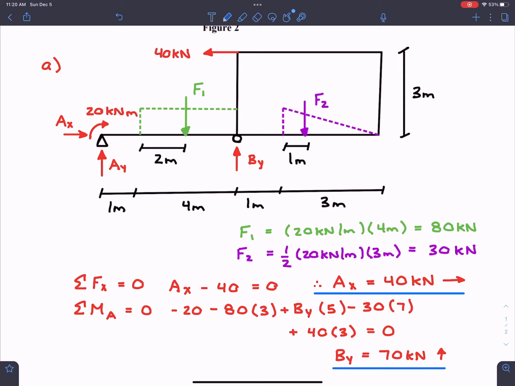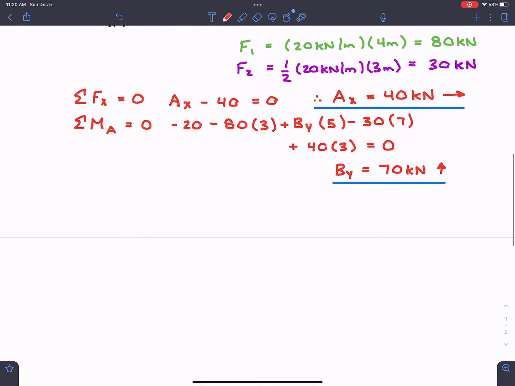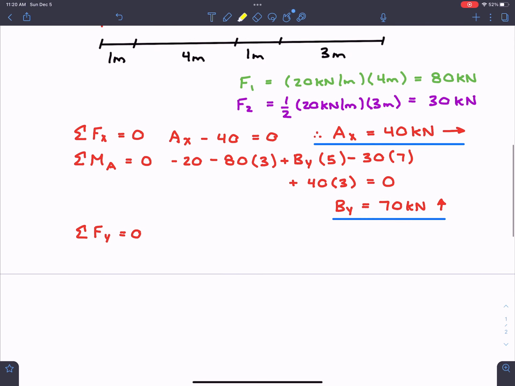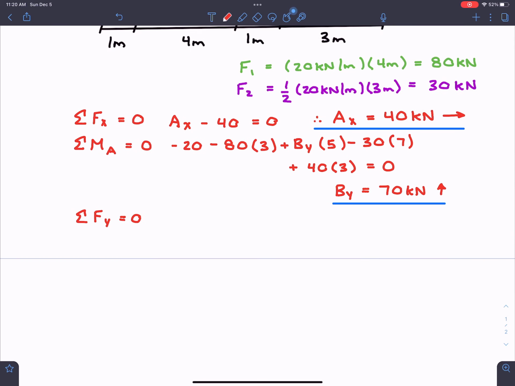So now that we have By, we can go summation of forces in the y direction to solve for Ay. So I'm going to go summation of forces in the y direction is equal to 0. Again, we couldn't do this before because we had two unknowns, but now we have everything we need. So just going, again, left to right, we have Ay minus F1. I'm just going to do this a little bit quicker because you are all so familiar with this now. Ay minus F1. Well, we said that F1 is equal to 80.